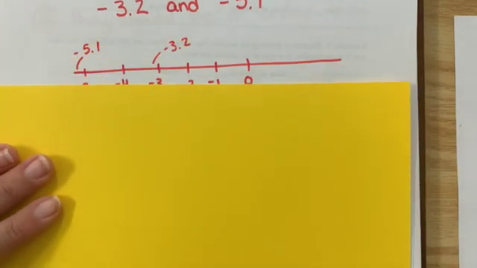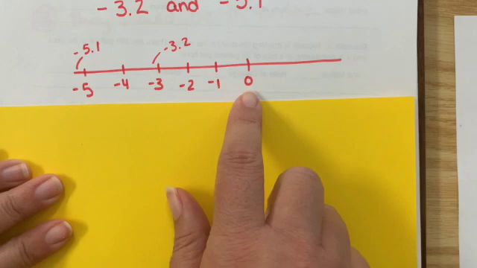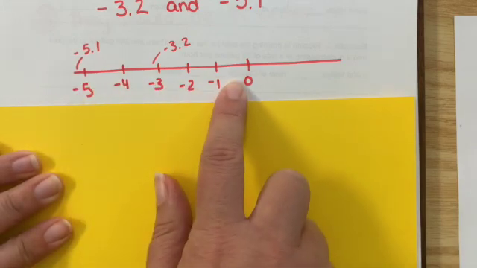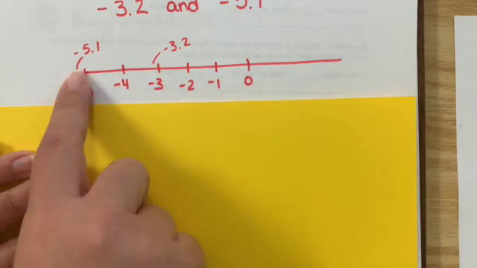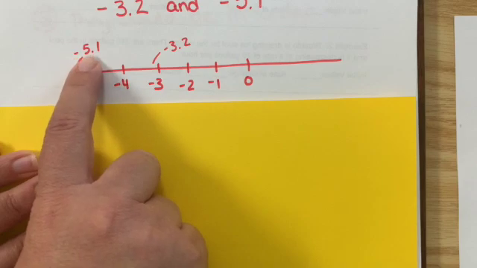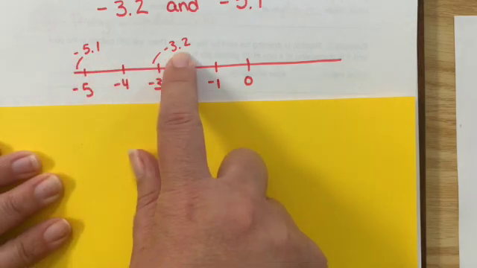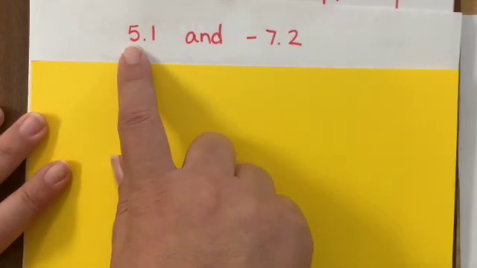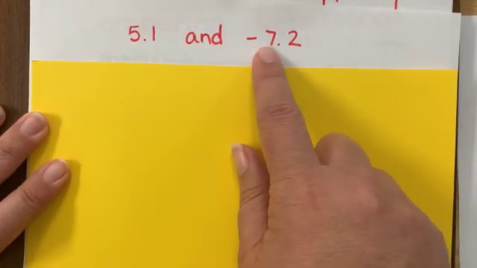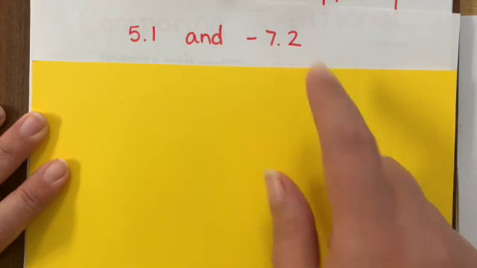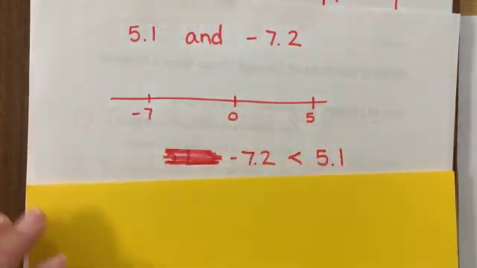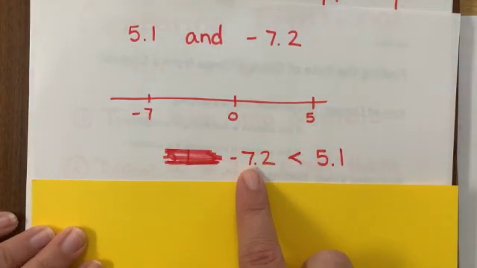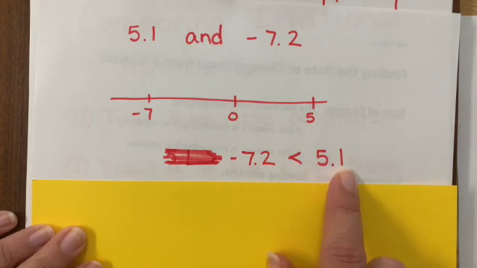And so I drew out a little number line here, only writing the part that I need. And so the one that's furthest to the left, that negative 5.1, is going to be smaller than negative 3.2. So let's try another one. Which one is smaller, 5.1 or negative 7.2? And again, a number line might help us see that negative 7.2 is less than 5.1.